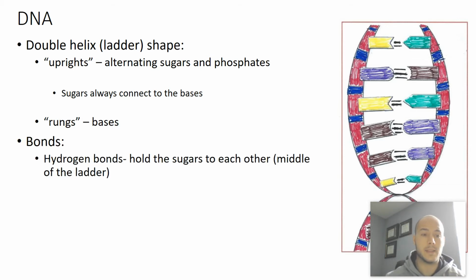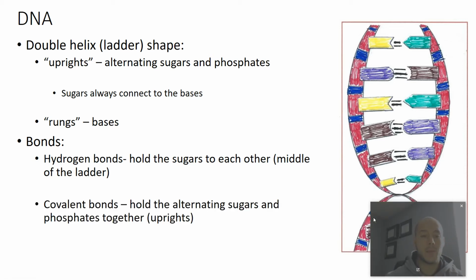Again, the rungs are the bases, and we have hydrogen bonds that are going to hold the sugars to each other, which is the middle of the ladder. Right here, these are our sugar bonds. Notice here we have a double bond compared to a triple, double, triple, triple, double. And then we have covalent bonds that hold the alternating sugars and phosphates together, the uprights.